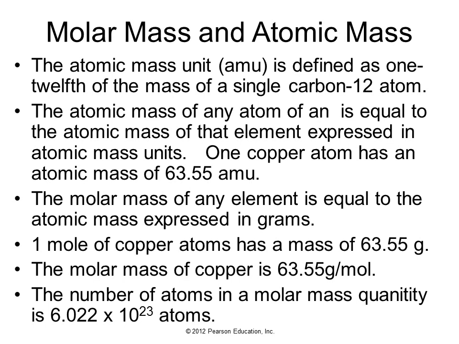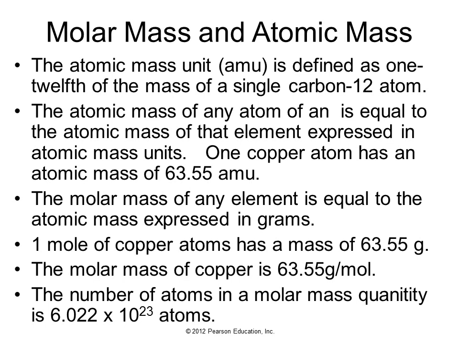The atomic mass unit, AMU, is defined as 1/12 of the mass of a single carbon atom. The atomic mass of any atom is equal to the atomic mass of that element expressed in atomic mass units. For instance, 1 copper atom has atomic mass of 63.55 AMU. You can see this number on the periodic table under the copper symbol.